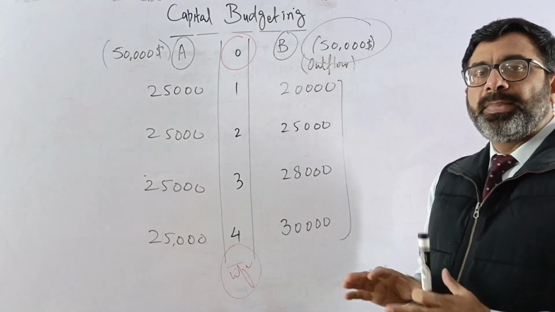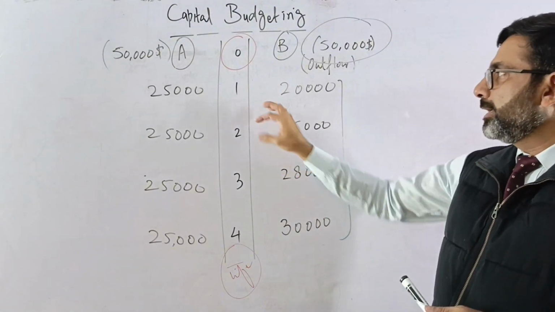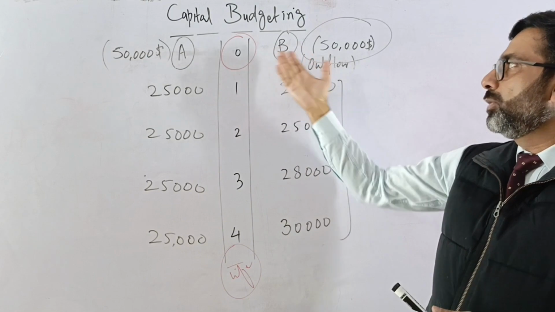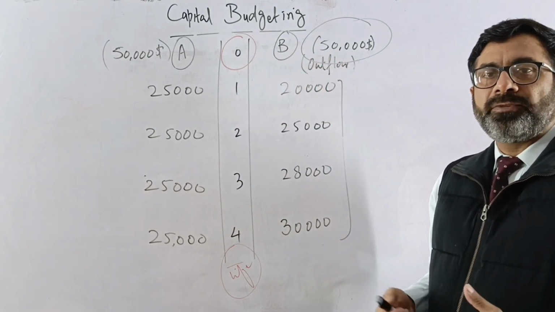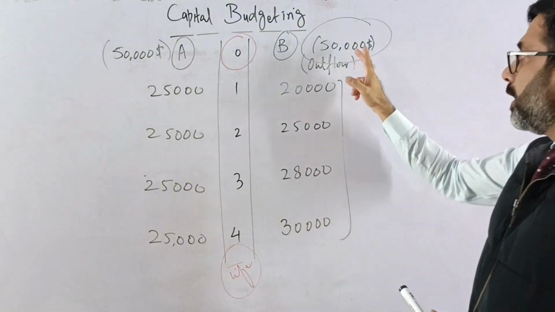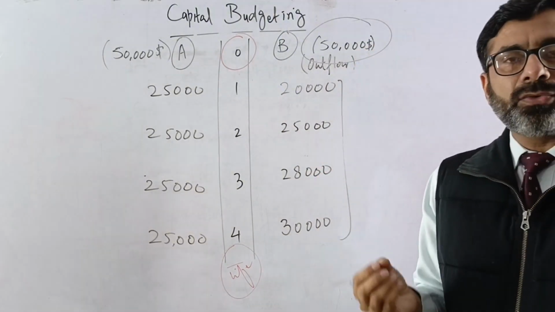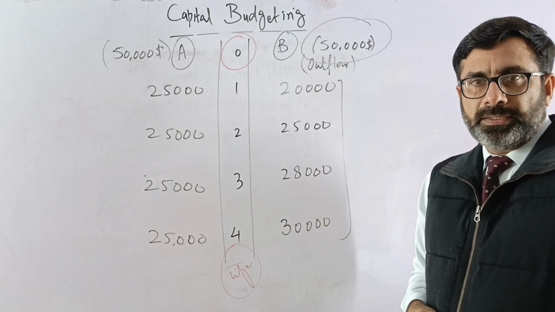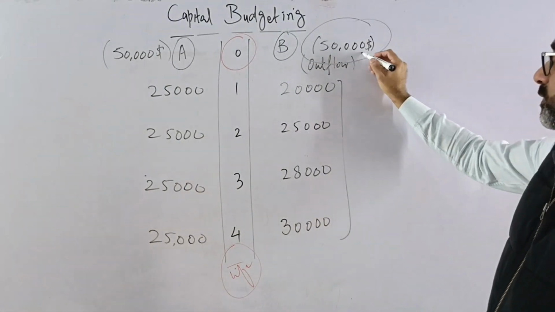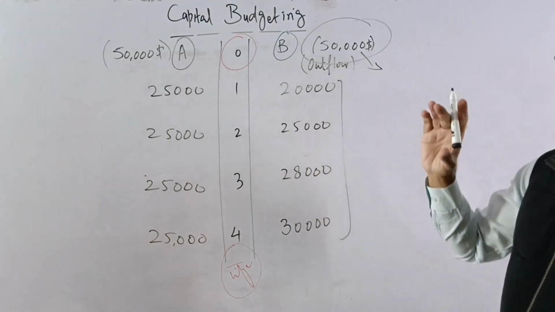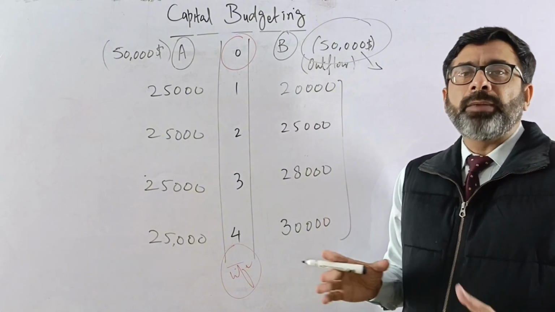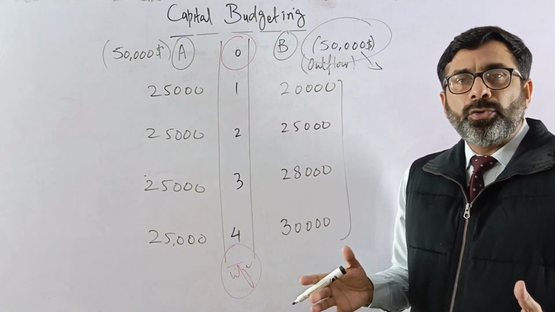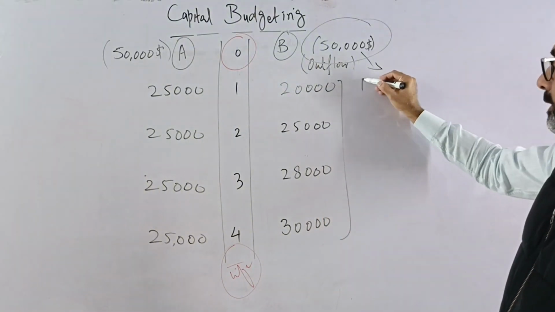Obviously, in the exam, students may get exactly this information, that the outflow is 50,000. But as an investment student or as a finance student, you should understand how this amount of 50,000 is calculated, or from where we are getting this amount. If it is an initial investment, what is it for? It may be a project, it may be a new machine. Let's say it is a machine.